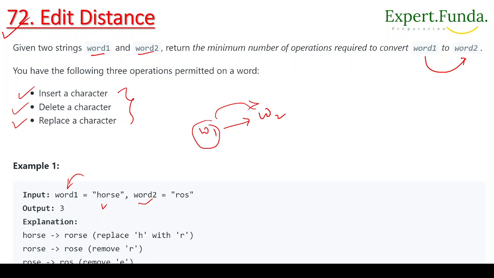To do that, you can see in the explanation that if we have horse, we replace h with r, so this will become rorse. Now we have to remove r, and it will become rose. Then you have to remove e, and it will become ros, and it is equal to the target. So I think you have understood the question, and now we are going to see how we are going to solve it.